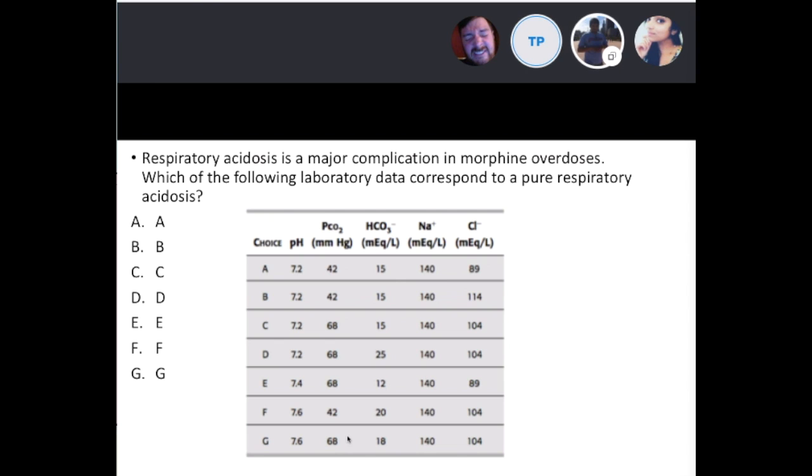Respiratory acidosis is a major complication in morphine overdose. Which of the following lab data corresponds to pure respiratory acidosis? So it's either A through D. CO2 would be elevated, so we can go with C or D. I guess we just said bicarb would be slightly increased, maybe, based on Tulsi's point. So D.